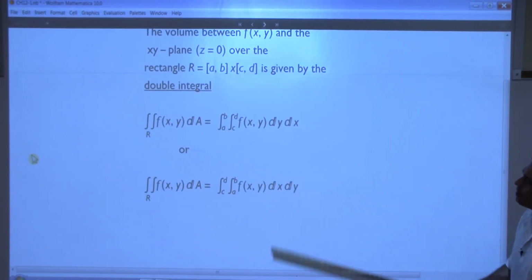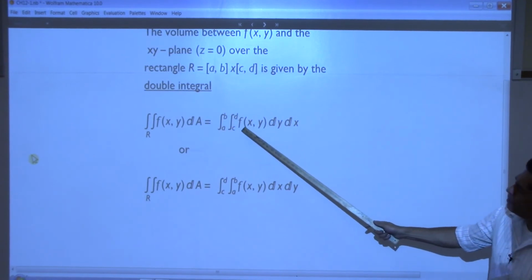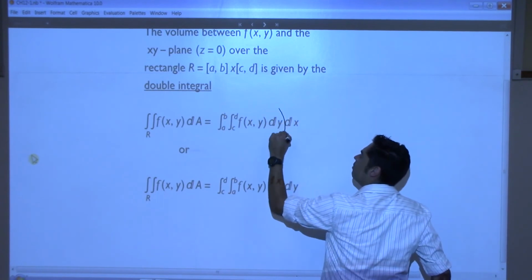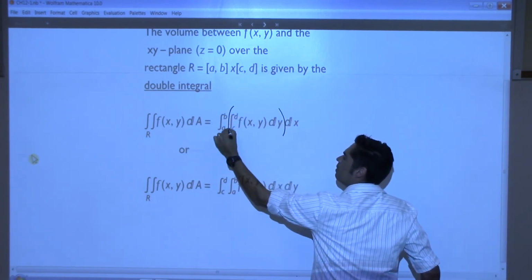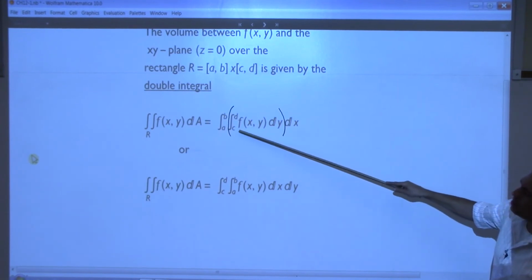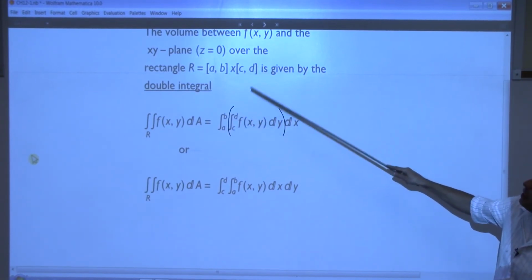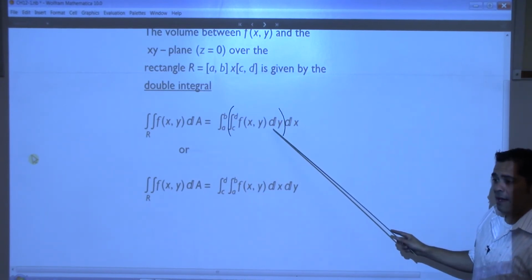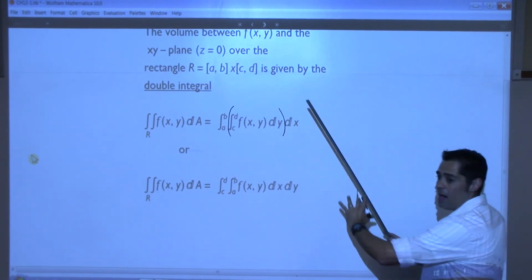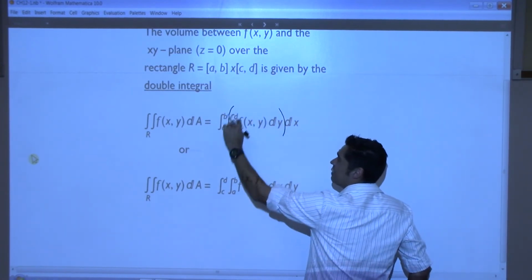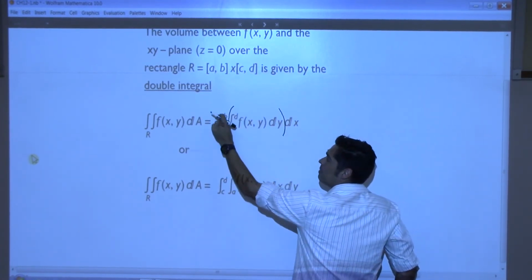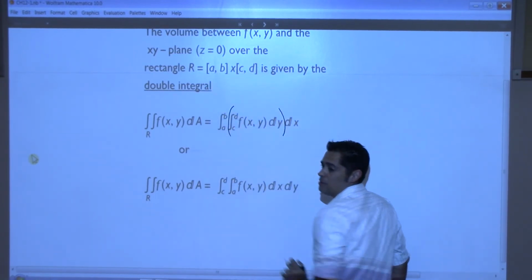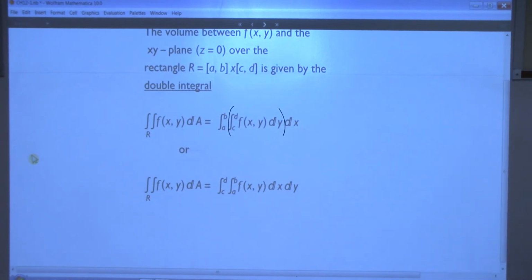Let's look at this one. If we work from the inside out, the inner integral, the limits of integration are c and d, aren't they? c and d are your y values, and I'm integrating with respect to y. Then I have an outer integral, which takes this answer and integrates from a to b with respect to x. That's because x corresponds to the a b, the x-axis.